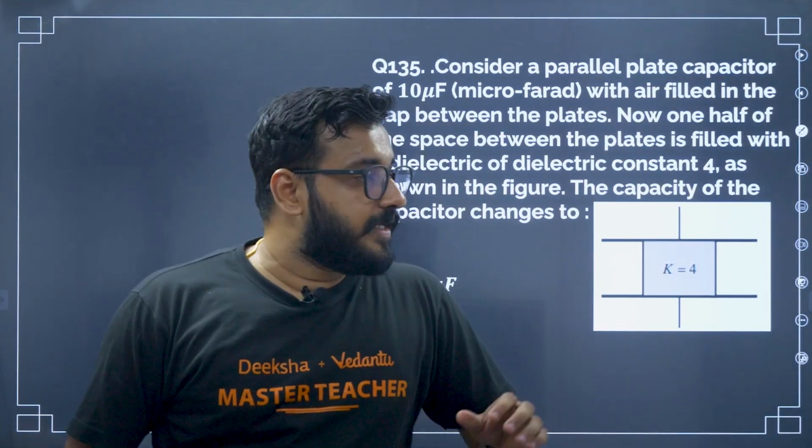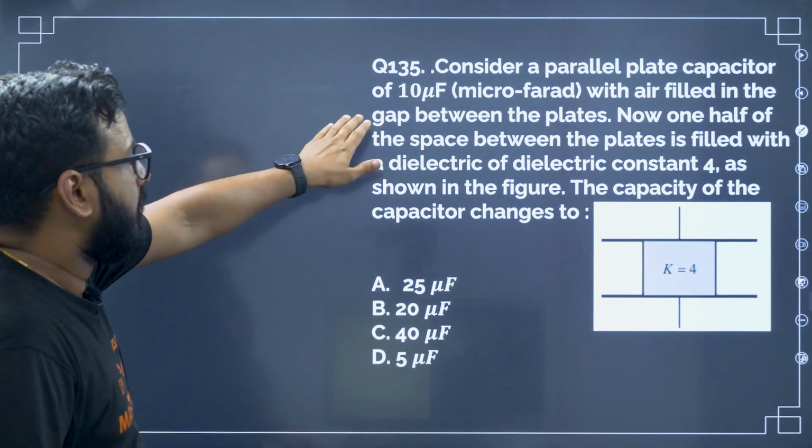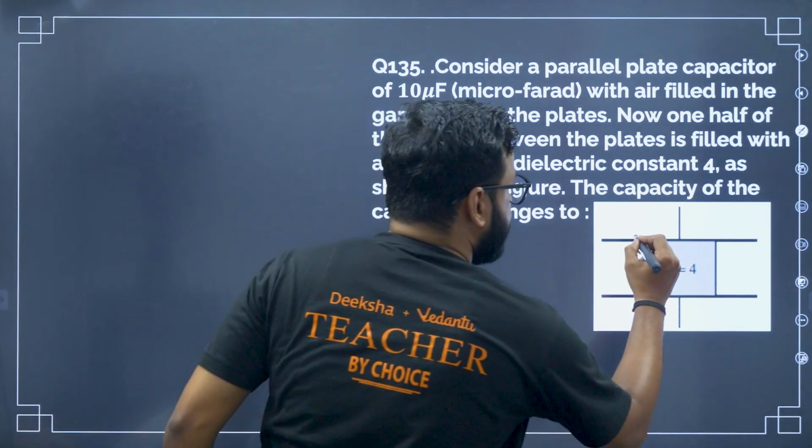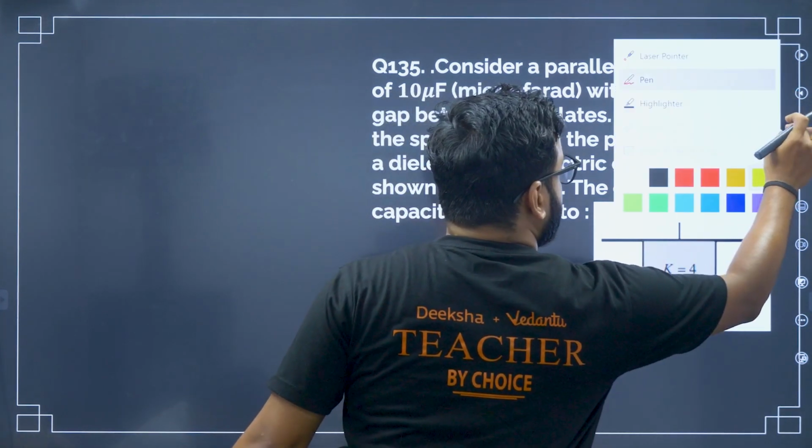Now consider a parallel plate capacitor of 10 microfarad with air filled in the gap between. Now one half of the portion, that means this is half of the portion. Now let me use a dark color.